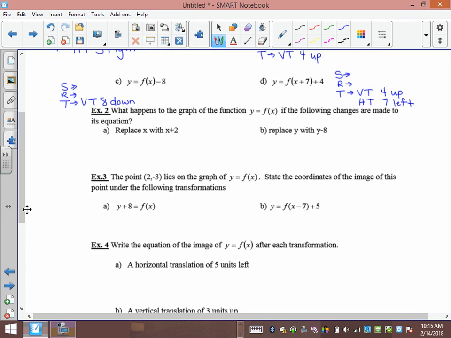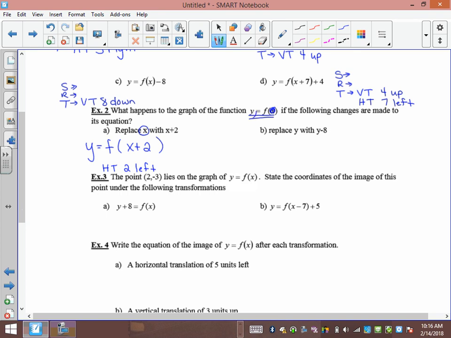Okay, what happens to the graph of y equals f of x? So we're looking at a basic y equals f of x. If the following changes are made, so we're going to replace x with x plus 2. So we're going to take this x here, we're going to huck it behind our heads, and we're going to take the x plus 2 and put it in its place. Okay, that's what replacement notation is. You replace it. You don't keep the x and add the x plus 2, you're replacing it. So we have y equals f of x. There's an x in here, right? I huck the x out and I replace it with x plus 2. What happened? Horizontal translation to left.